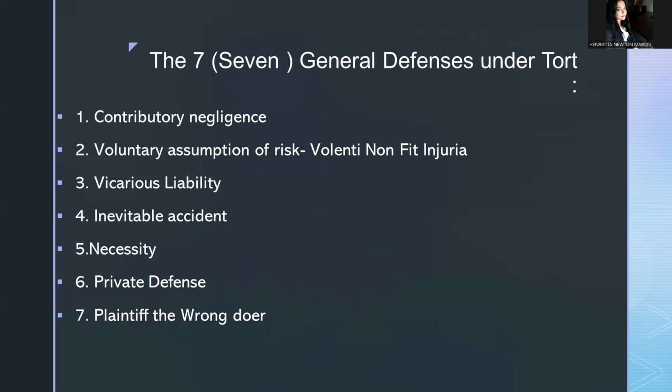Inevitable accident. Inevitable accident, you can bifurcate it as act of God and human intervention. We'll do it later. Next is necessity, private defense, and plaintiff as a wrongdoer. We'll see what are these.